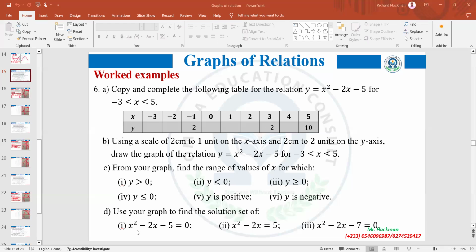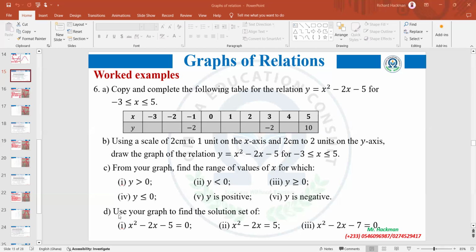So if you use the first three methods, factorization, completing the square, and the quadratic formula, to solve this, obviously you've lost your way, because the question said explicitly that you are supposed to use your graph. So let's see how best we can use our graph to find the solution of what we have there.